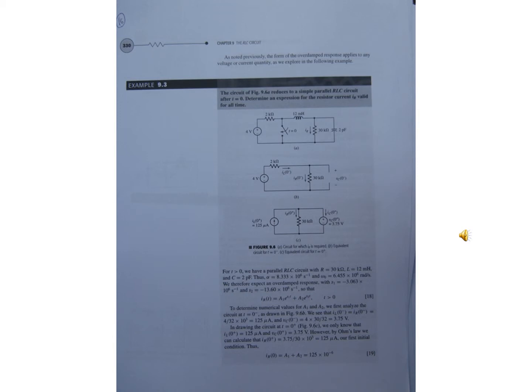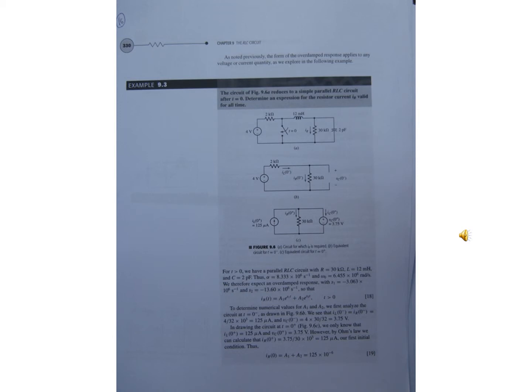This current is divided by the current division rule. The current also flows through the 30 kilo ohm, iR(0 plus), and the capacitor has vC(0 plus). The capacitor is charged at that time, and it is called the voltage. So the voltage vC(0 plus) is 3.75 volt. Therefore, for t greater than 0, there will be a parallel RLC circuit.